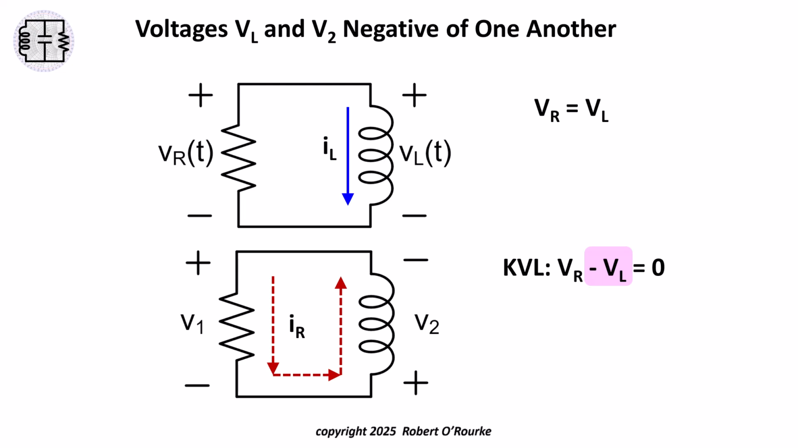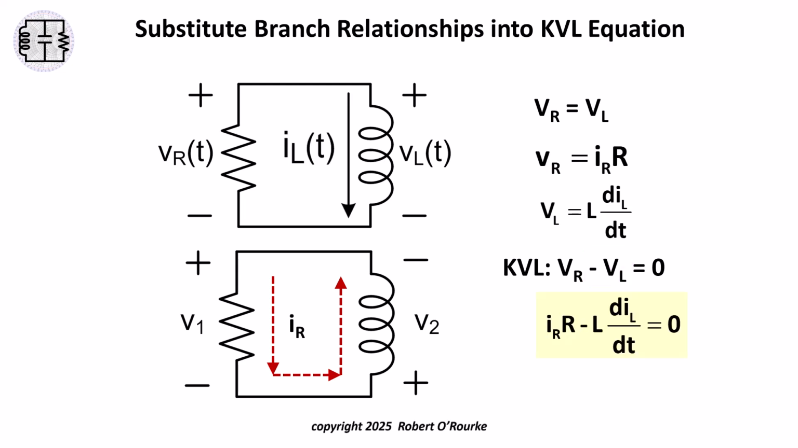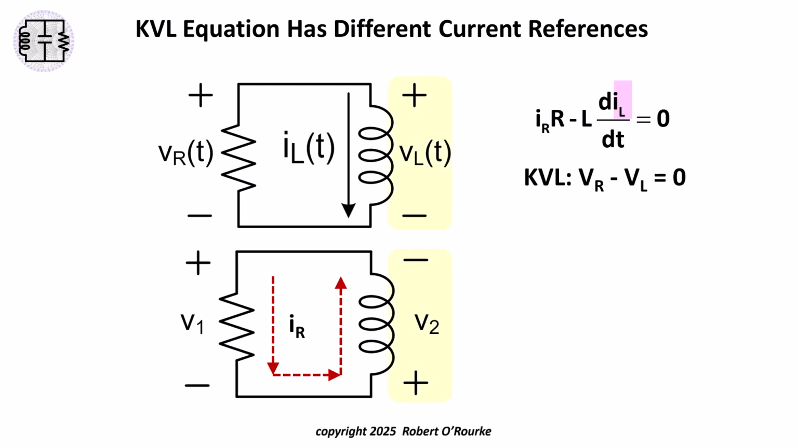The second term in the KVL equation is negative V sub L. Notice how V sub R minus V sub L equals 0, and the direction of the current for V2 and for V sub L are different from one another. Substitute the resistor and inductor branch relationship equations into the KVL equation. We see the difference in current direction between the two currents. The Ohm's law resistor term in the KVL equation refers to I sub R, and the inductor term refers to I sub L. In the KVL equation, V sub R minus V sub L equals 0.